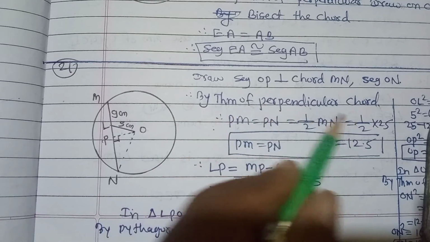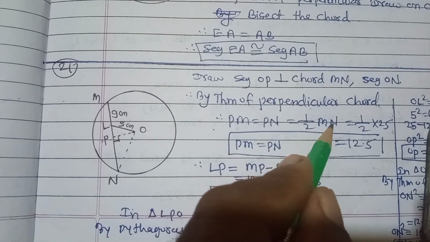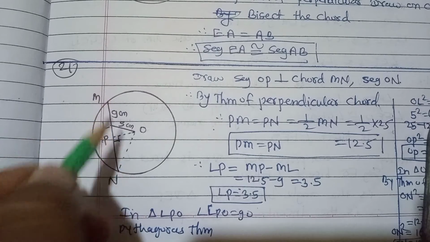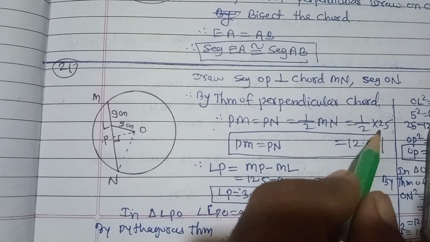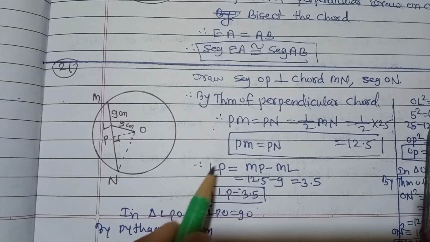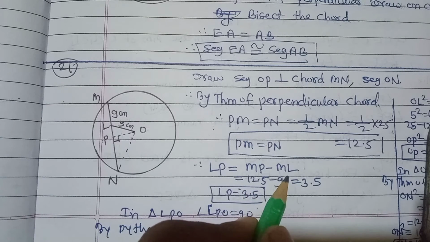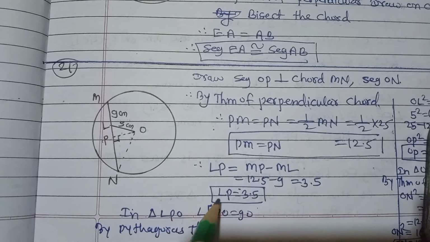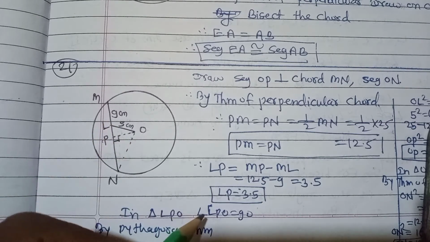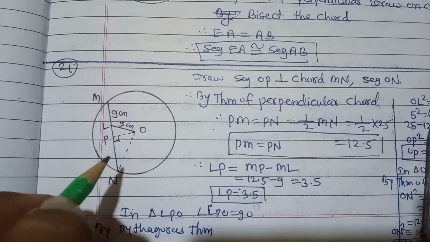By the perpendicular chord theorem, PM equal to PN equal to 1/2 MN. A perpendicular drawn on a chord bisects the chord. So half of 25 is 12.5, PM equal to PN equal to 12.5. So LP equal to MP minus ML. LP is 12.5 minus 9, so 3.5.